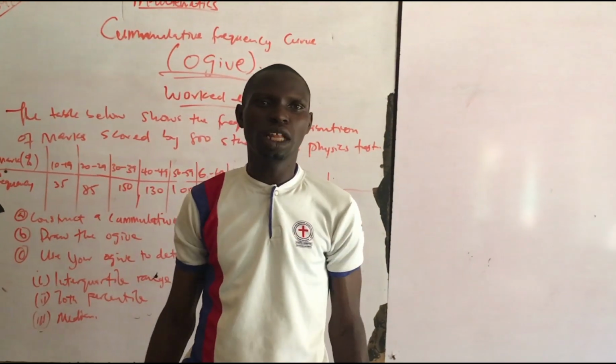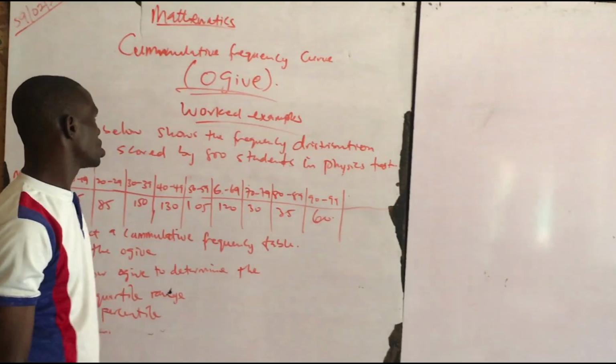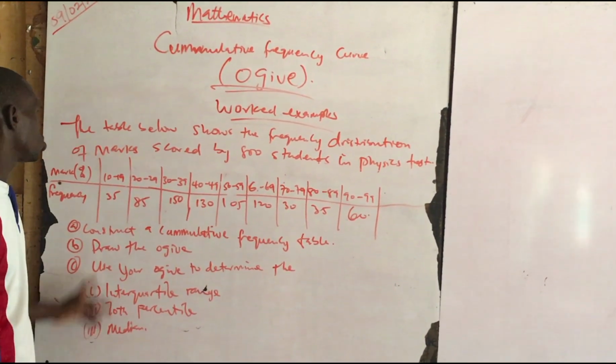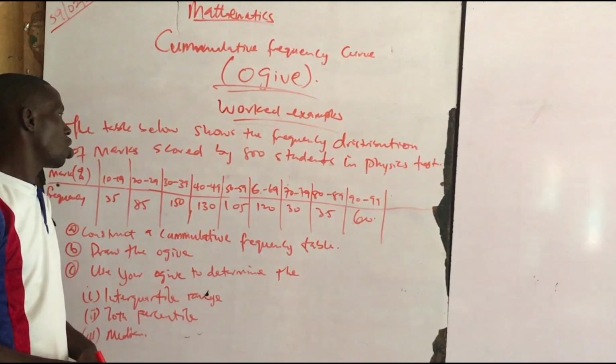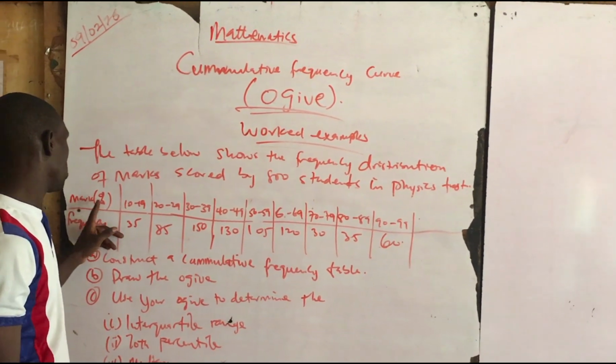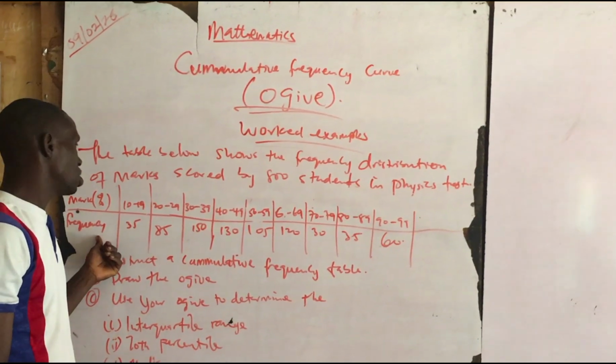So let's quickly take one or two examples and solve. So we have gotten a particular question. Let's quickly see this example. The table below shows the frequency distribution of marks scored by 800 students in a physics test. You have the mark in percentage, then you have frequency.